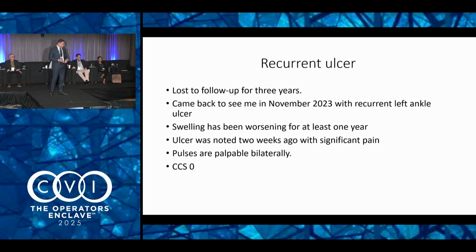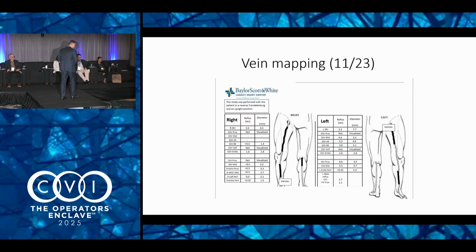He was lost to follow-up for 3 years and came back in 2023. He had a recurrent left ankle ulcer, and the swelling had been worsening for at least 1 year, and the ulcer was noted 2 weeks ago. When he had the ulcer, he came back to see me in the office. So I repeated the vein mapping. I wanted to see, okay, where are we now? It's been 3 years since I did your previous ablations.